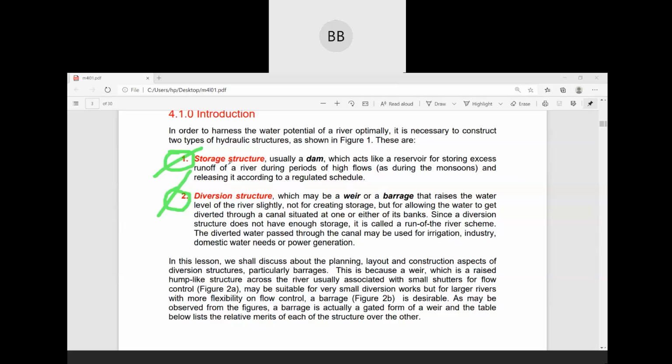You can see here, a storage structure is usually a dam, which acts like a reservoir for storing excess runoff of water during the periods of high flows. That means during the monsoon season. And in diversion, you construct a weir and barrage that raises the water level of the river slightly, not for creating storage, but for allowing the water to get diverted through a canal situated at one or either of its banks. You can write it here.